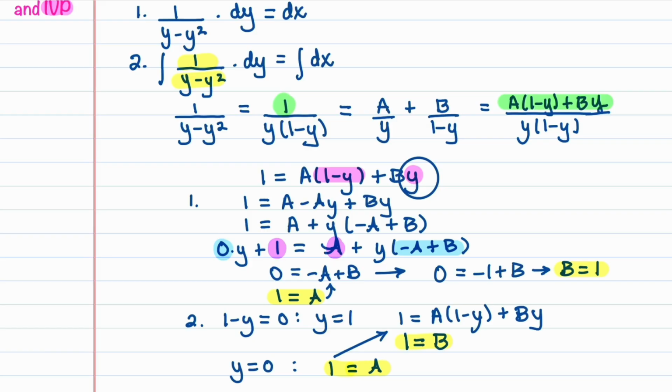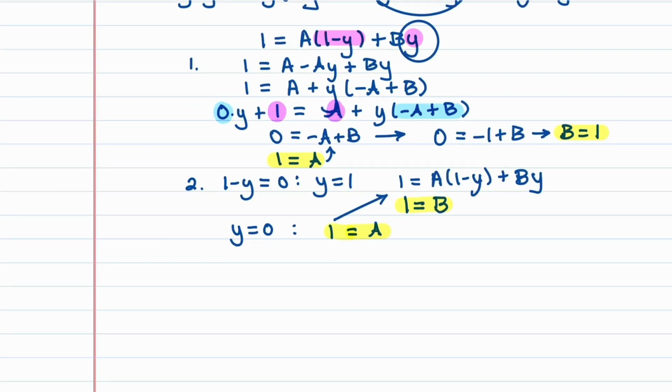Now we can go ahead and do our integration. Let's go back up here for a minute and let's plug this in. So we got that a and b are both 1. So this is 1 over y plus 1 over 1 minus y. That's what we're going to be integrating. We have the integral 1 over y plus 1 over 1 minus y dy. And on our right-hand side, we just had dx.